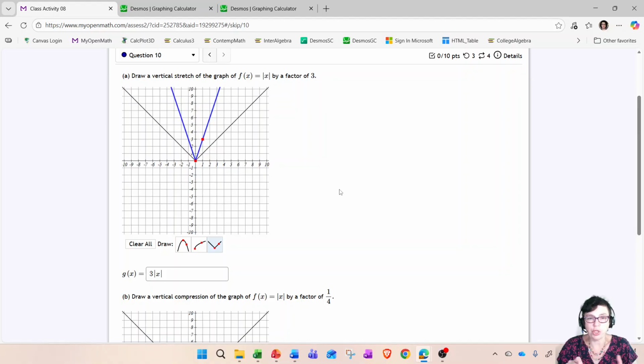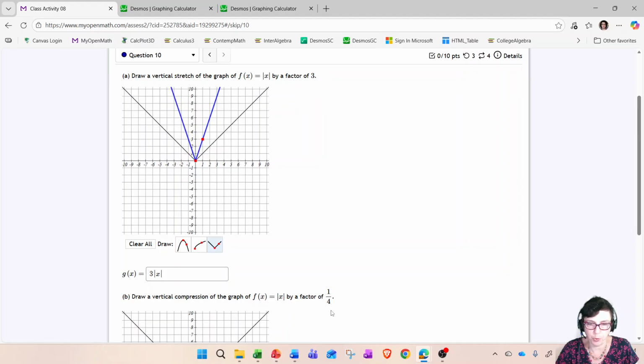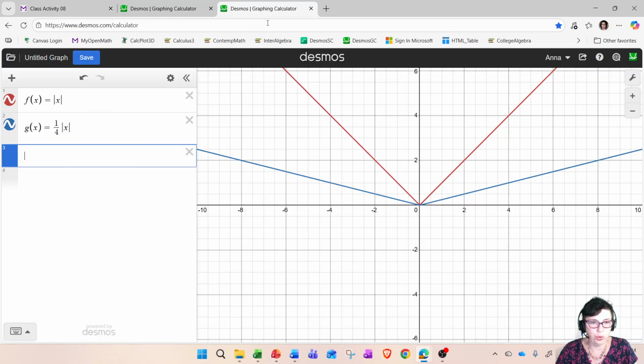By the way, how did we know that this was a vertical stretch and not a compression? All you have to do is look at the number and see if the number is higher than 1. If it is, then it's going to be a stretch. But if it's something like in this example where it's 1/4 and it's less than 1, that's going to be the compression. Now, I want you to look at the two graphs.